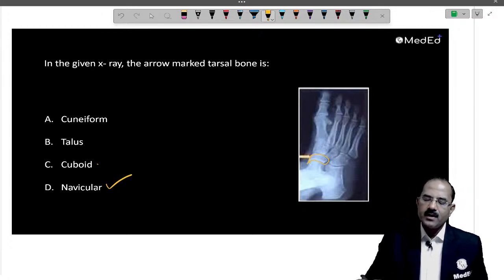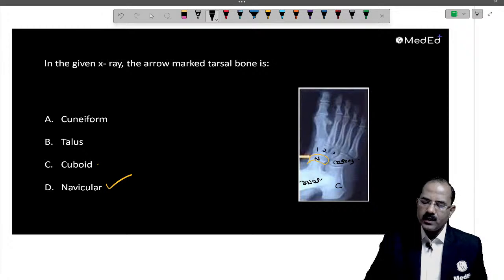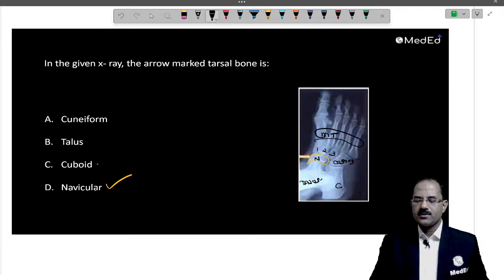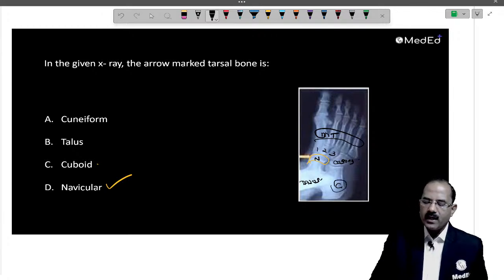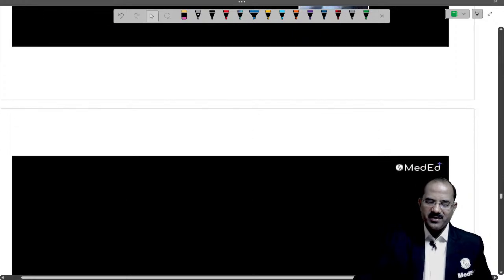Navicular, right? This is the calcaneum. That's the talus. That's a navicular bone. This is the cuboid. These are the three cuneiform bones, and these are the metatarsal bones. So below is the calcaneum, above is the talus. So what is the answer for this? Navicular. Very good. You answered correct.